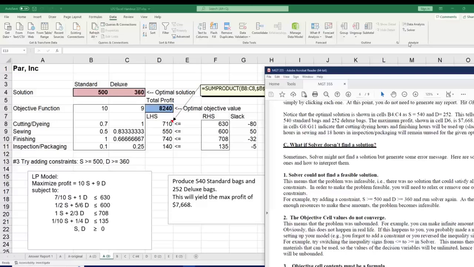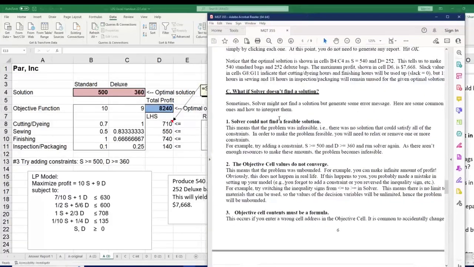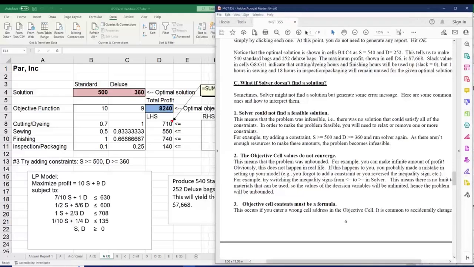So you should not get this message. You should not see it. But if you see this message, then whose fault is it? Not my fault, so it's probably your fault. You probably made a mistake. So if you see this message while you're doing your homework, then you need to go back and check. Okay, and the objective cell values do not converge. Oh, so let's talk about this.